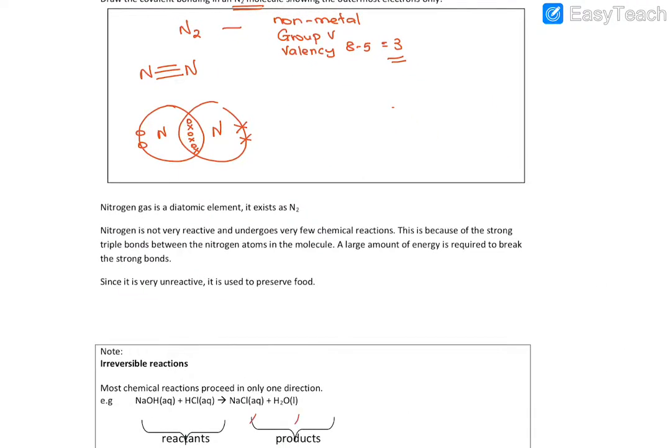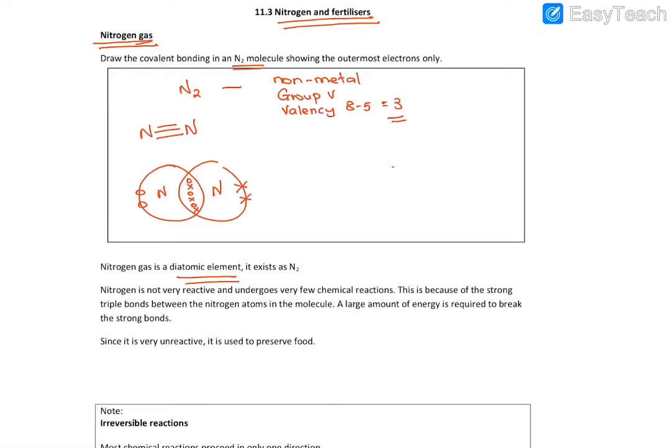Now, nitrogen is diatomic, and this triple bond is very strong, which means that it's very hard to break this triple bond, and a very large amount of energy is required to break these triple bonds. This is why nitrogen is unreactive, and it's used to preserve food because it's not going to react with the food. Now, nitrogen is a very important substance used to make ammonia. And ammonia is very important because it makes fertilizers.